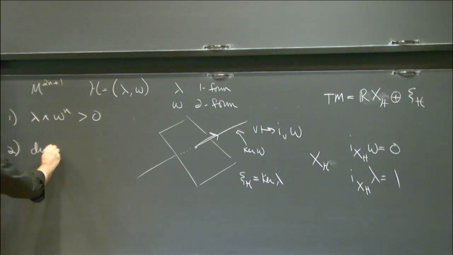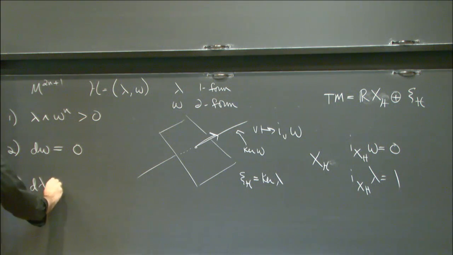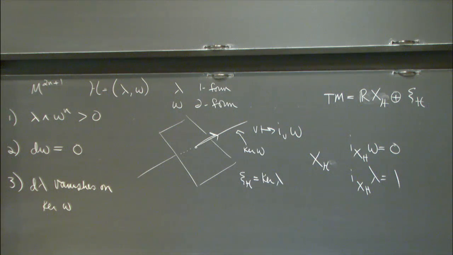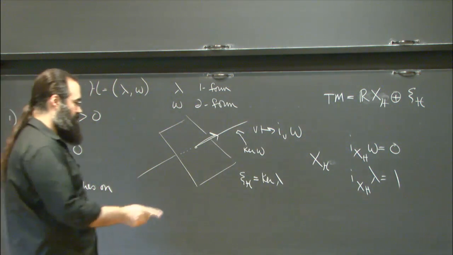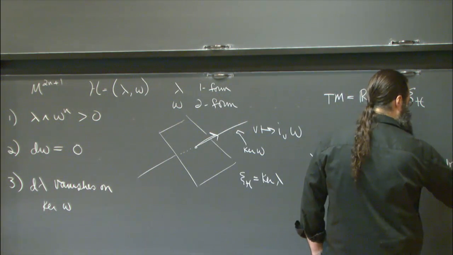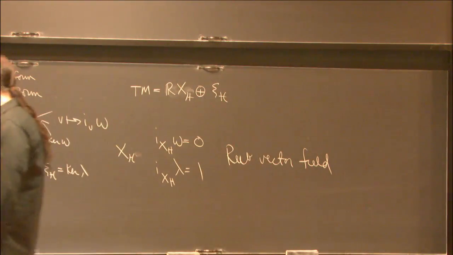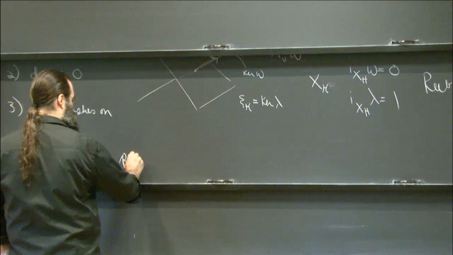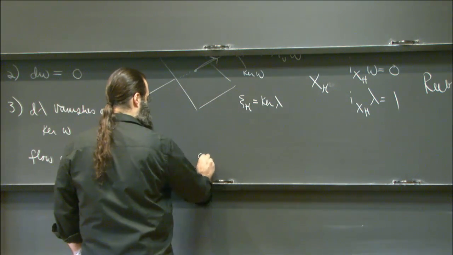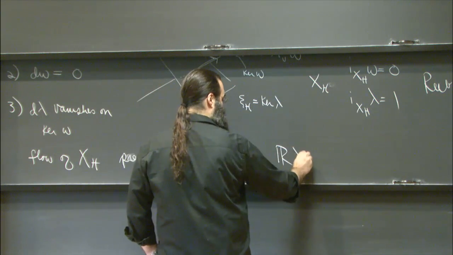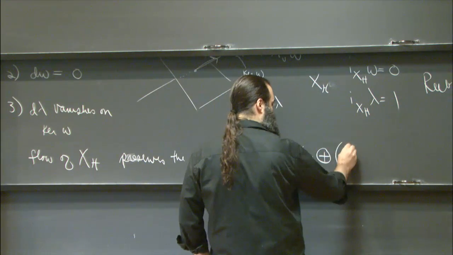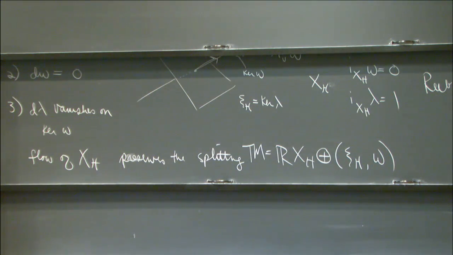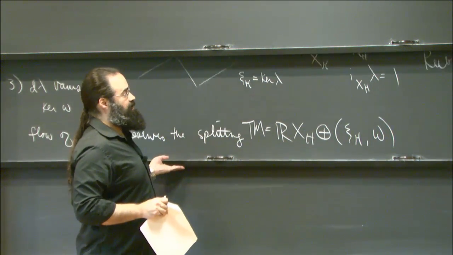And there's a couple more properties here. If we require that omega is closed and that d lambda vanishes on the kernel of omega, then it turns out that the flow of this vector field, we'll call this the Reeb vector field, the flow of X_H preserves the splitting, with all additional structure too. It should be pointed out that omega restricts to a non-degenerate 2 form on the hyperplane distribution, so it's a symplectic vector bundle, and the flow of this actually preserves that splitting with all additional structure.